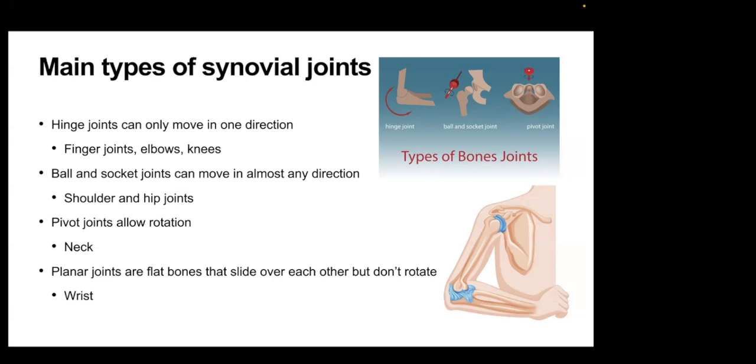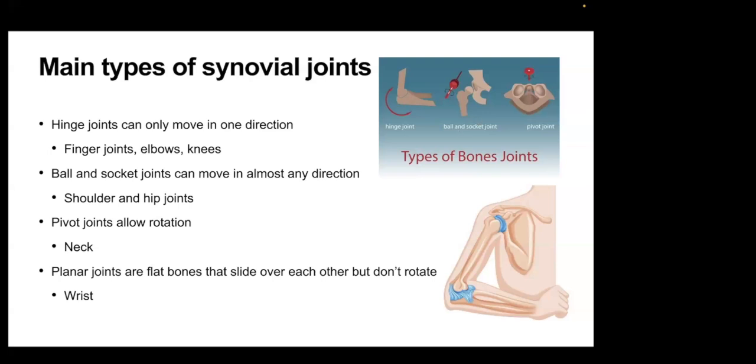Pivot joints, the neck is the most common. Then there are joints in the wrist that just allow it to slide over. Those are called plane joints. And there's the one that allows you to move the wrist in different ways, move the forearm. So those are the main types of synovial joints.